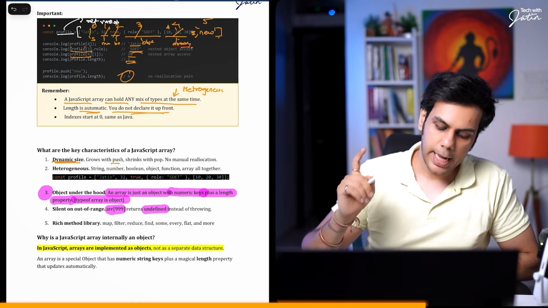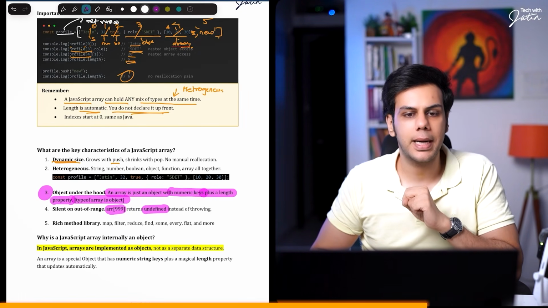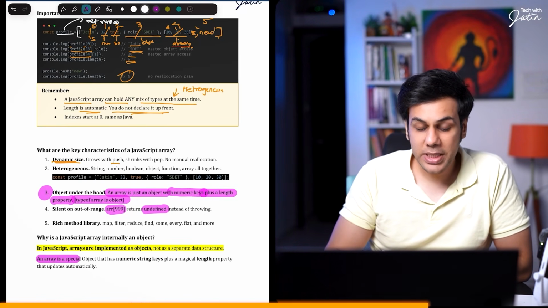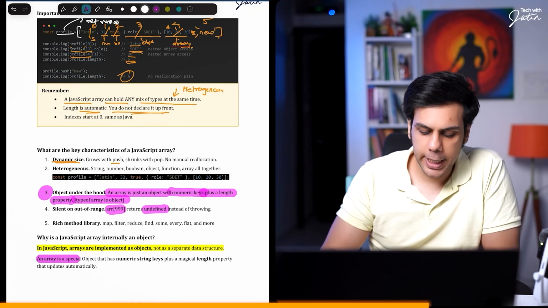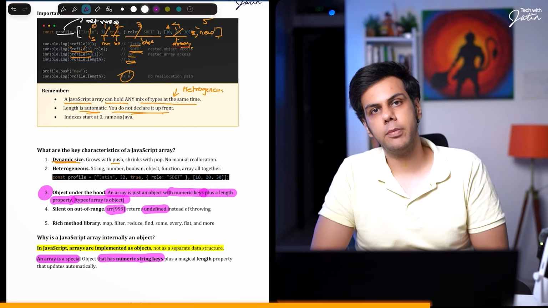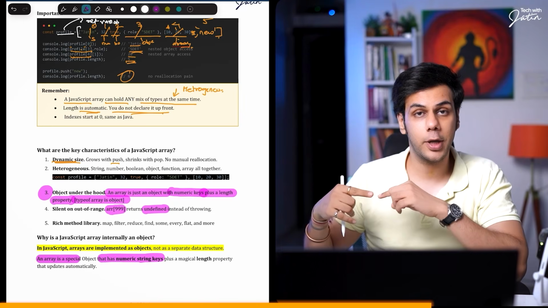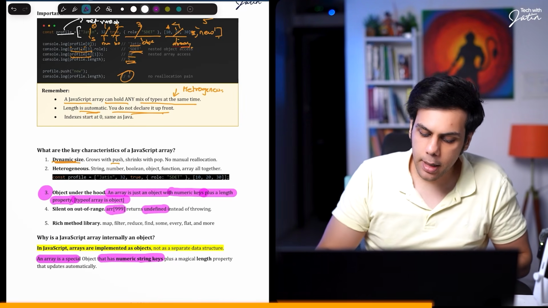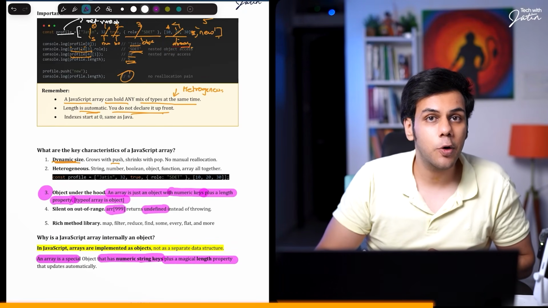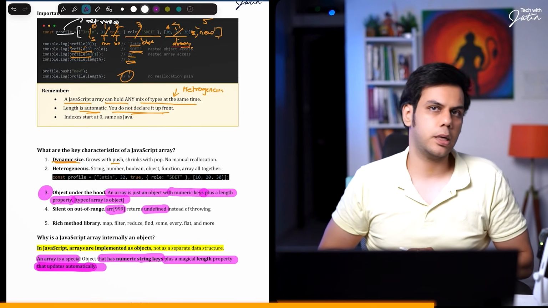And this particular object basically stores the data in key value format. So an array is technically a special big object that is going to have numeric string keys. The indexes which you see, 0, 1, 2 and all, are all strings in the internal working. And it also has one length property, which is going to get updated automatically.